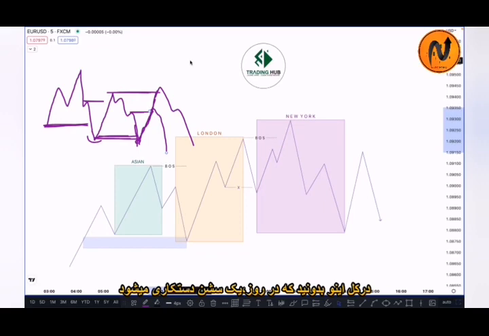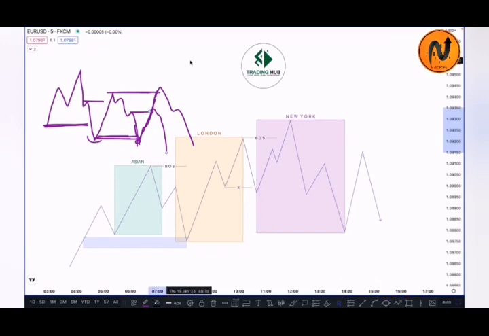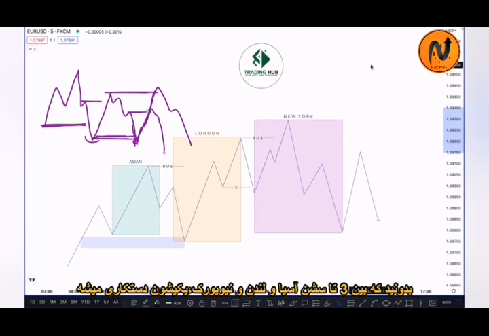In a day, one session will be manipulated. In a very rare case, you will see Asian, London and New York, all three sessions, bullish or bearish in a row. So you can understand it like this: in a day, one session will be manipulated. Those sessions can be Asian, London and New York, right? You have to remember only 2-3 things.